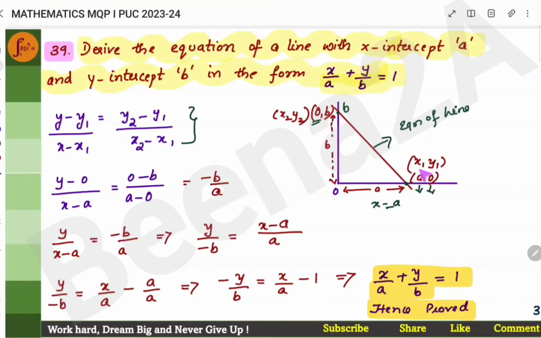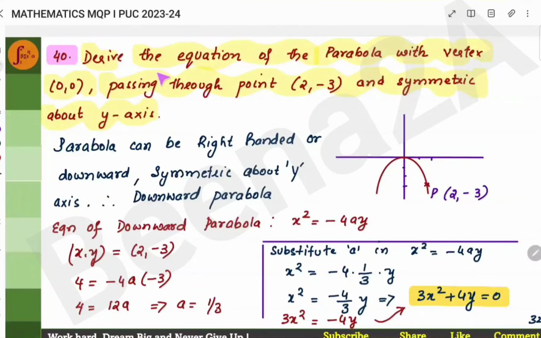Now you assume that this is x1 comma y1 and this is x2 comma y2. Substitute the values here, right? And finally you will get this particular form, x by a plus y by b is equal to 1. So thereby we will get the proof. Now we look at the 40th problem.